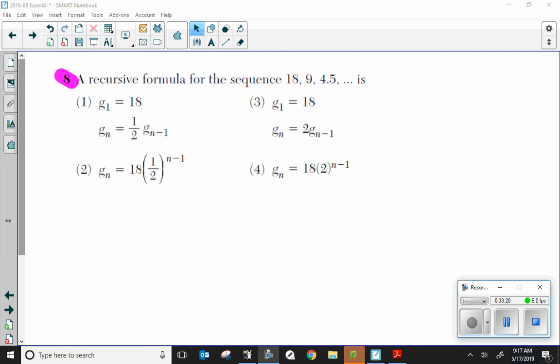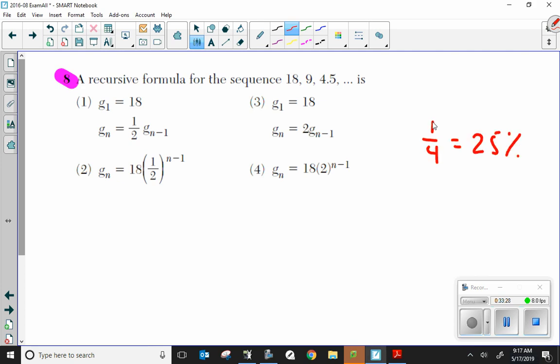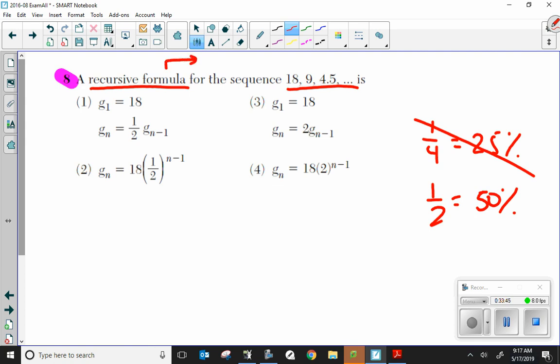I'm going to show you how you can, instead of getting a 1 out of 4 chance, because there are four choices here, which is a 25% chance of getting this right, start making it a 1 out of 2 chance, 50% of this one right. Because recursive, okay, a recursive formula for this sequence they give you is what? In order for something to be a recursive formula, they need a first term. It has to be given, okay?